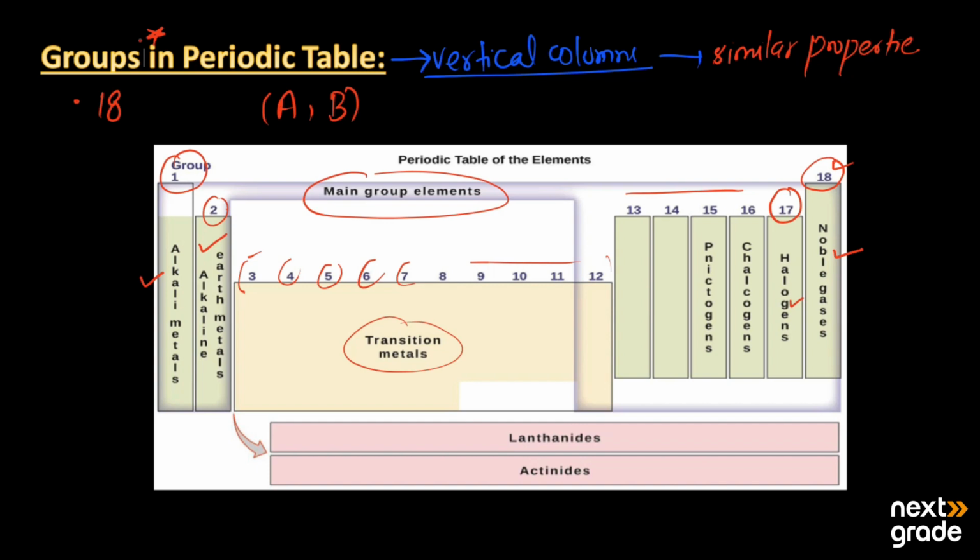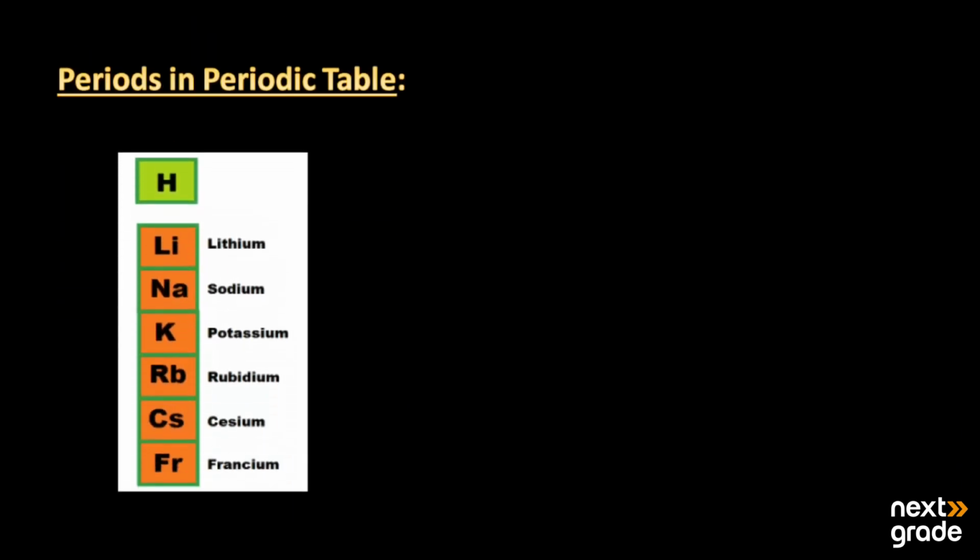Further, they also have some subgroups, that is A and B. So the elements that have the same properties are in group A or group 1. Then we have group B. So the main group elements are known as the group A elements, and the transition elements are known as the group B elements. Next we have the periods in the periodic table.